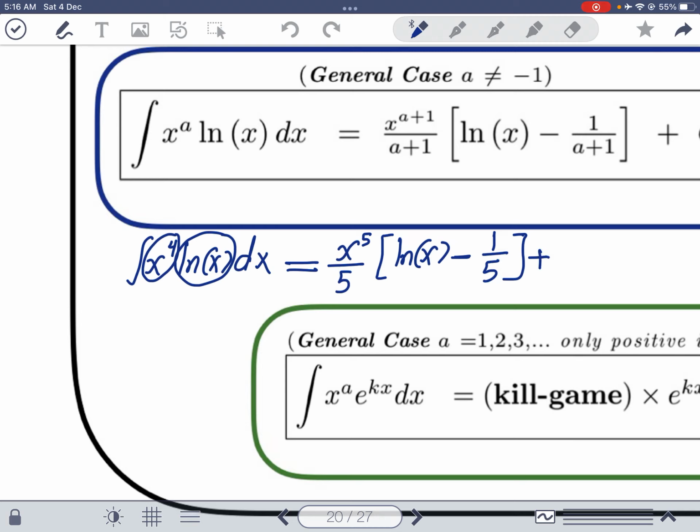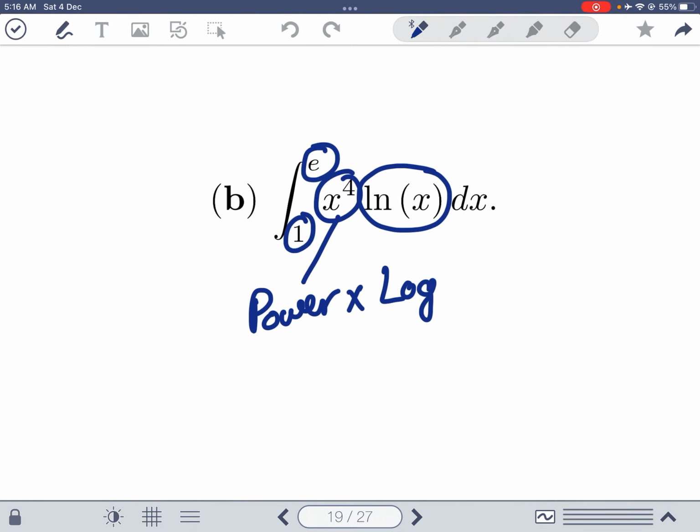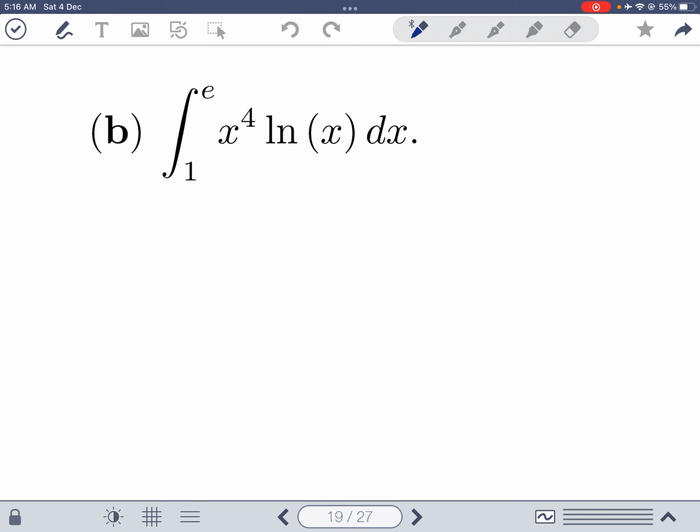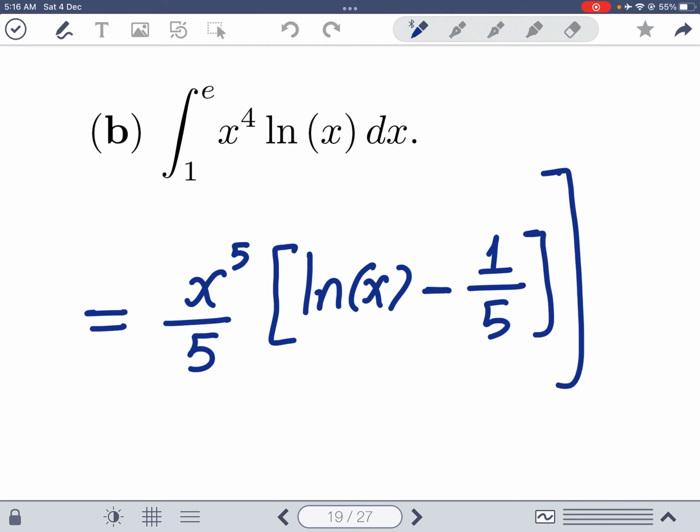Plus c. But here we're not going to put plus c. You know why? Because it's a definite integral. If you put plus c, you'll just be making it longer. It will cancel. So it's better not to put plus c when you do a definite integral. So this is x to the 5 over 5 times the parentheses ln of x minus 1 over 5, from 1 to e.